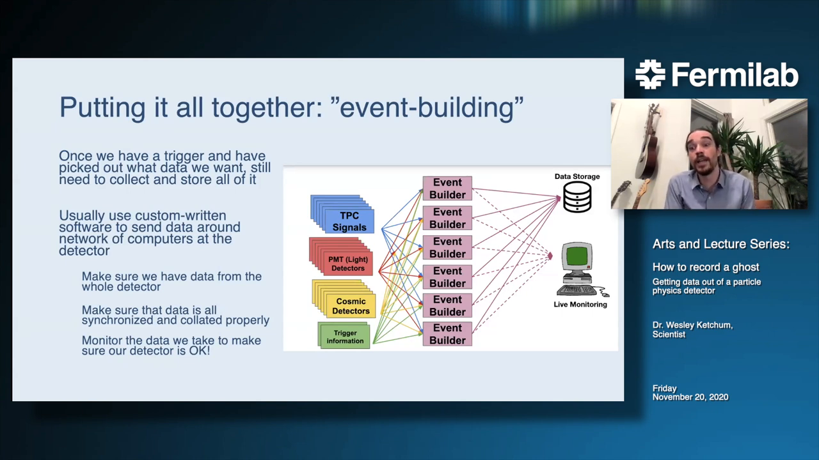And then we store that data to disks so that we can then go and analyze them later. And we also make sure that we have available some stream of data so that we can do some live monitoring of the data to make sure that all of the data looks okay while we're taking it. And that's the job of the downstream data acquisition process.